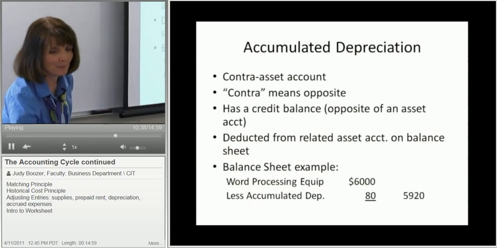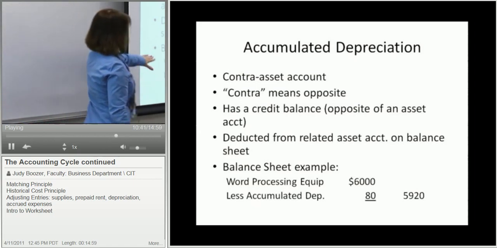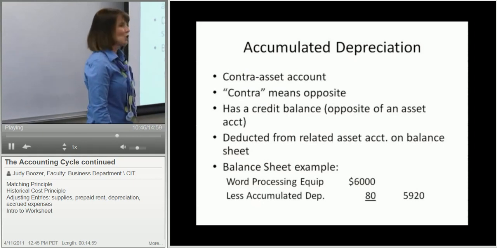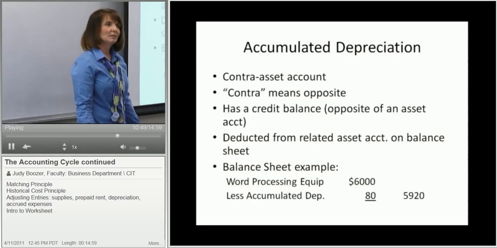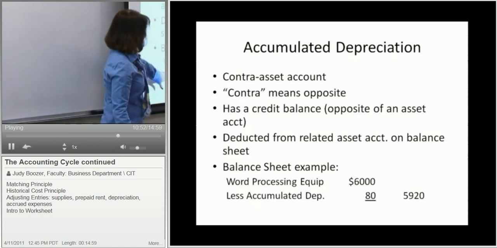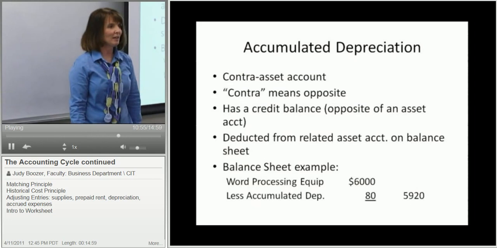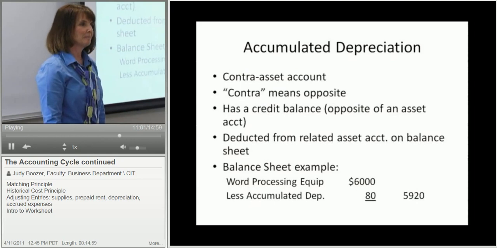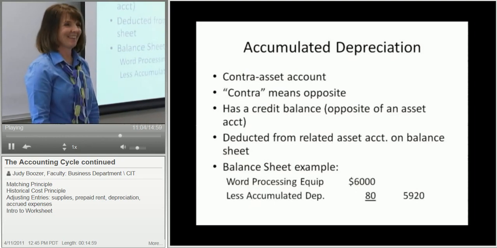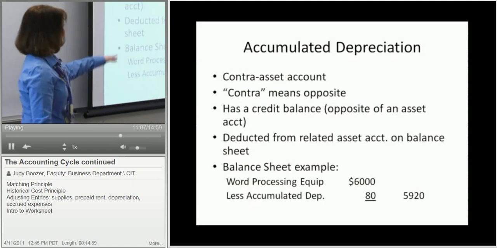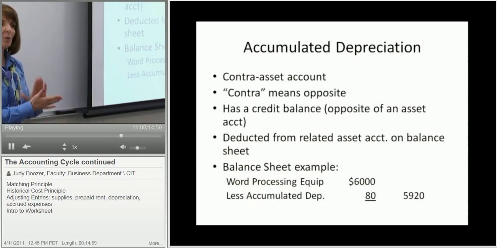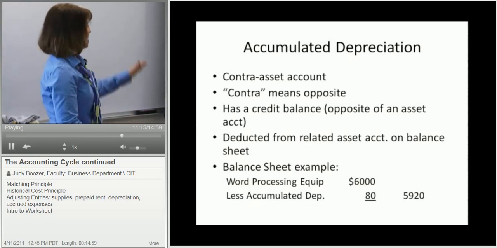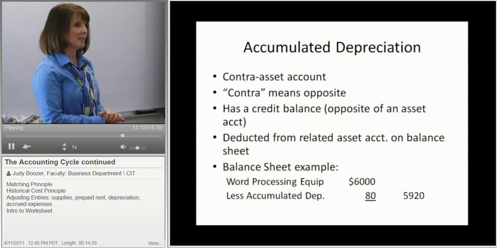So for example, look here. Word processing equipment shows a $6,000 balance, less its accumulated depreciation of 80. What's the value for that word processing equipment? Yeah, you can read. $5,920. So you take what's in the accumulated depreciation account, or the contra account that goes along with it, and subtract the balance from the original cost.